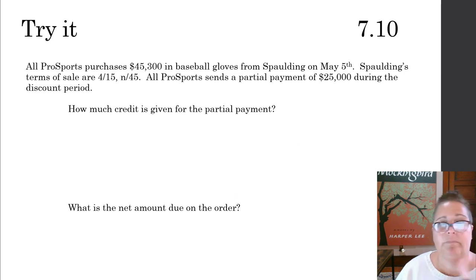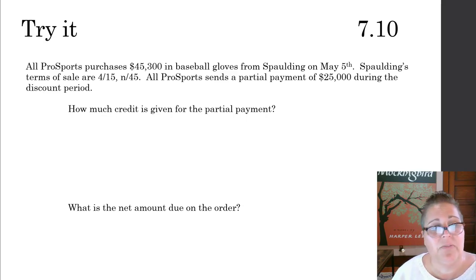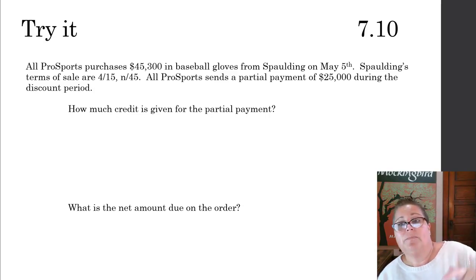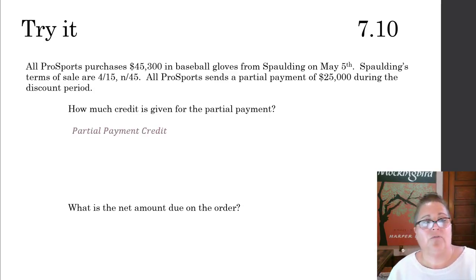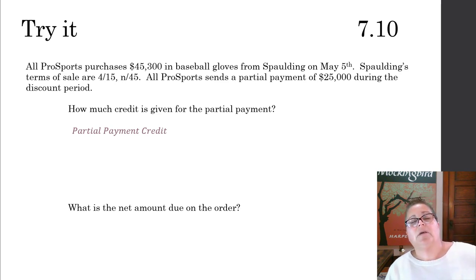All right, so problem. All Pro Sports purchases $45,300 in baseball gloves from Spalding on May 5th. Spalding's terms of sale are 4/15, n/45. All Pro Sports will send a partial payment of $25,000 during the discount period. How much credit is given for this partial payment, and what is the net amount due on the order? The partial payment credit is what we're trying to find. Couple of things.